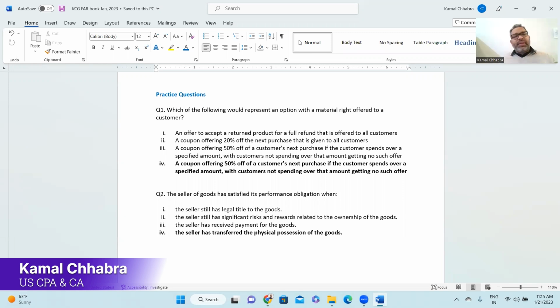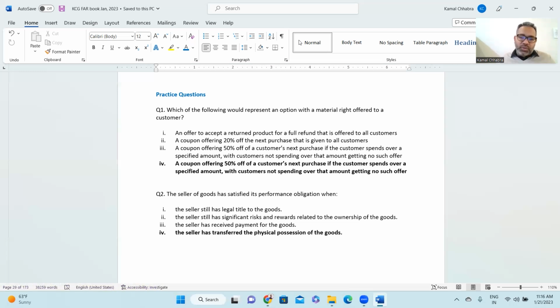Absolutely true. Second is a coupon offering 20% off the next purchase that is given to all customers. Is it a material right? Same as the first, no. Third option is a coupon offering 50% off a customer's next purchase if the customer spends over a specified amount, with the customer not spending that amount getting no such voucher. For example, when you go for off-season shopping or non-off-season shopping.